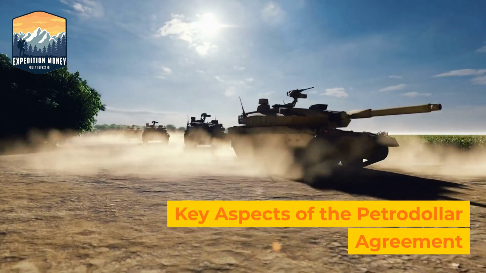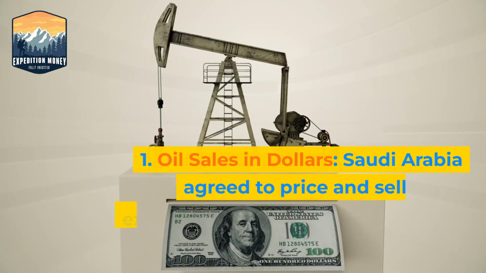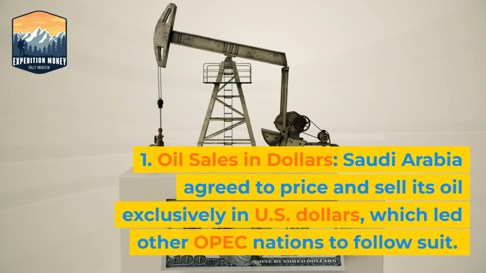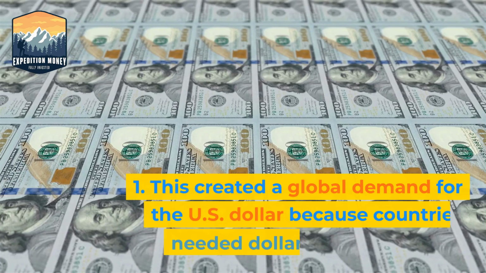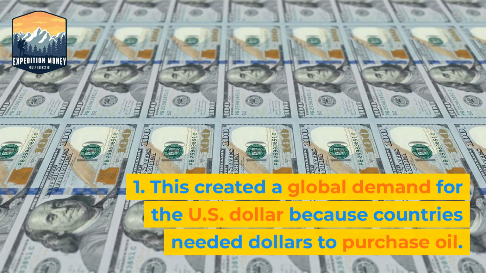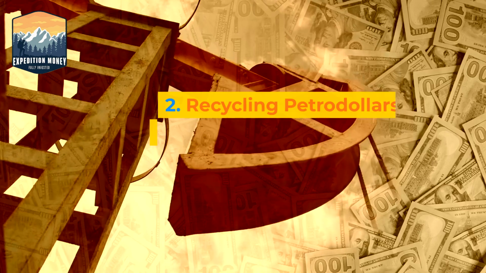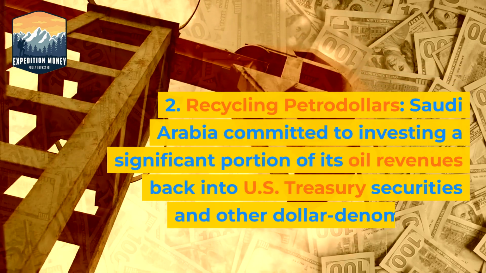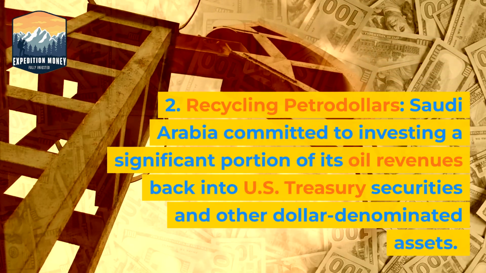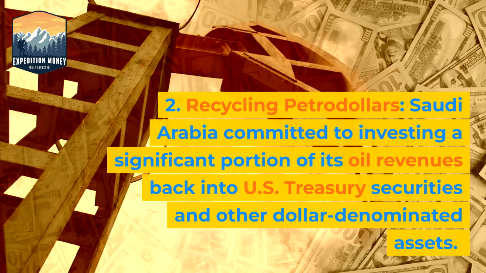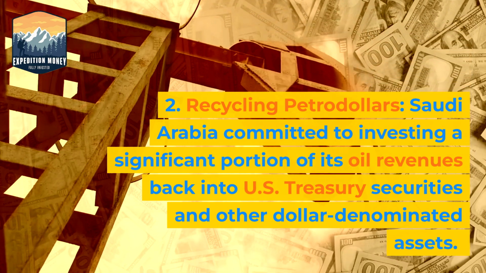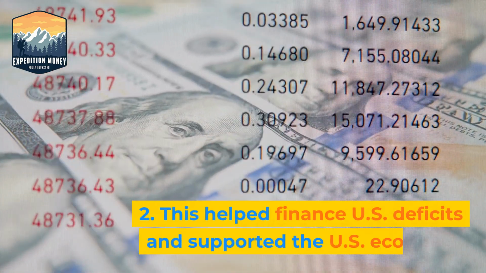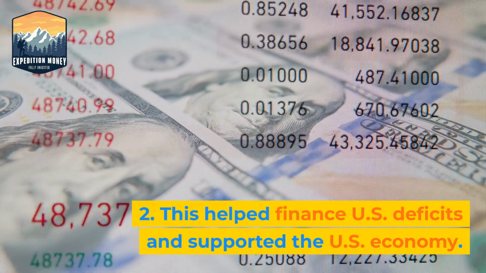Key aspects of the Petrodollar agreement: oil sales in dollars. Saudi Arabia agreed to price and sell its oil exclusively in US dollars, which led other OPEC nations to follow suit. This created a global demand for the US dollar because countries needed dollars to purchase oil. Recycling petrodollars: Saudi Arabia committed to investing a significant portion of its oil revenues back into US Treasury securities and other dollar-denominated assets. This helped finance US deficits and supported the US economy.